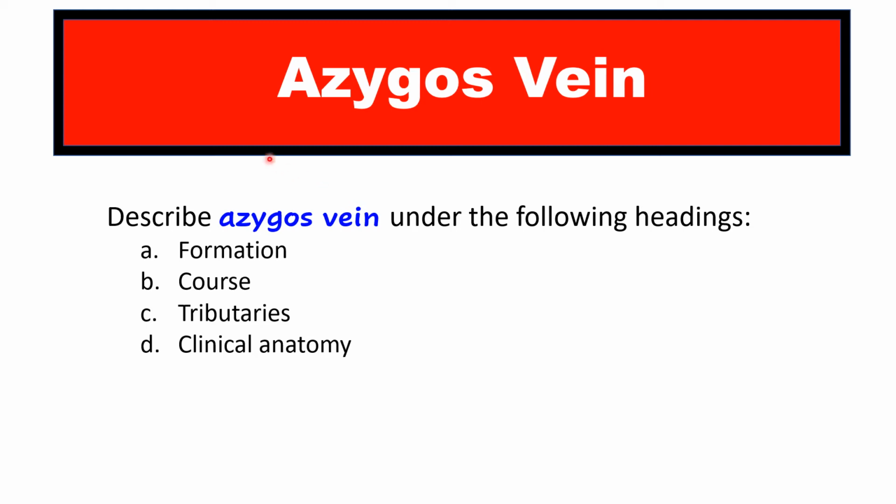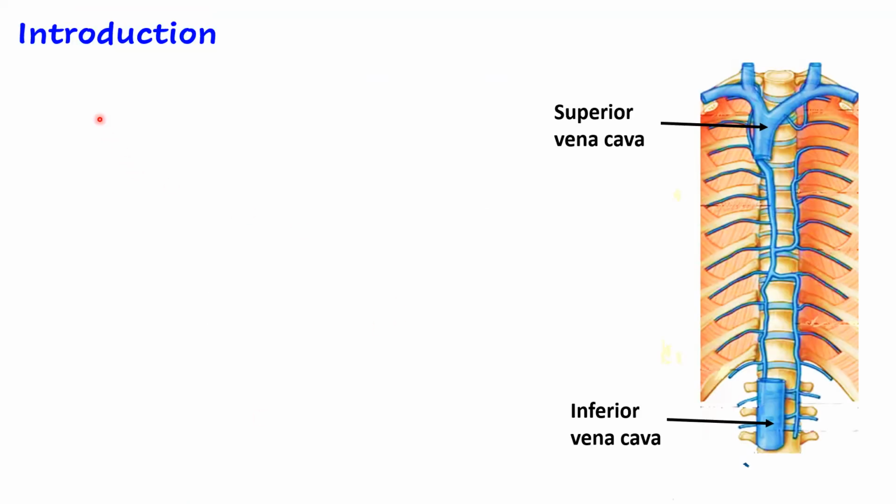Hello friends, the topic of this video is Azygos vein. You may be asked to write a short note on Azygos vein in your exams, and your answer should be written under the following headings: how it is formed, then its course, its tributaries, and the relevant clinical or applied anatomy. You always start your answer with a brief introduction.